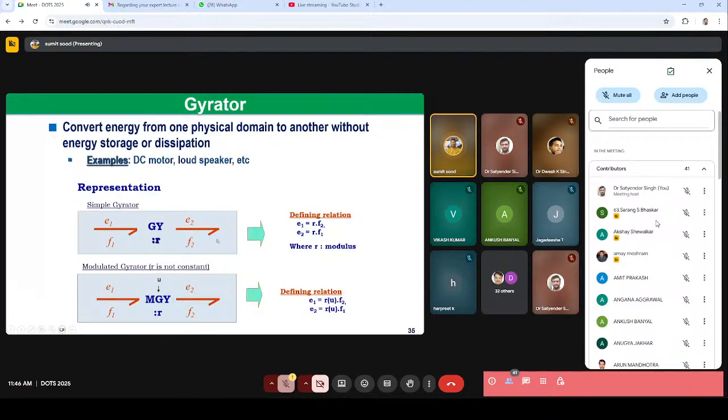Then comes the gyrator. This is also a type of transformation element, but the difference is that there is a cross relation between the effort and flow. For example, here you can see that there is a relation between E1 and F2, and there is a relation between E2 and F1, which you can see on the right hand side in the equation. So this is the basic difference between transformer and gyrator: in a gyrator there is a cross relation, while in a transformer there is a direct relation between efforts and flow.